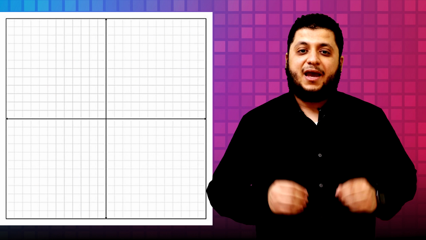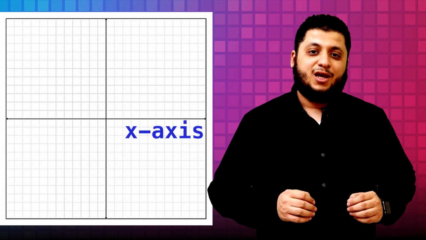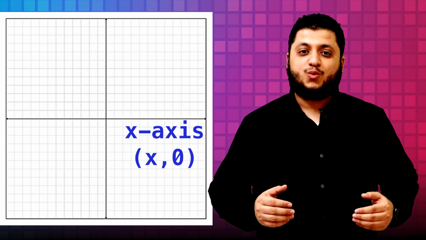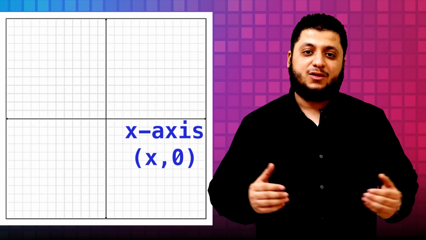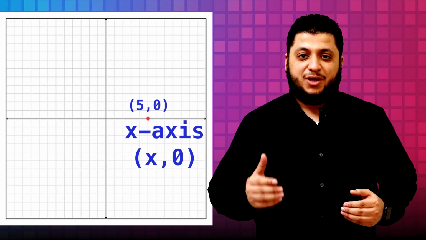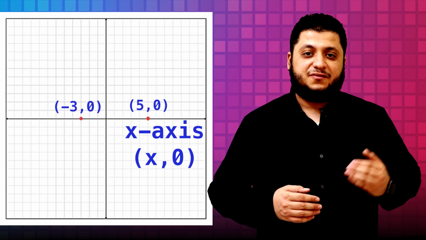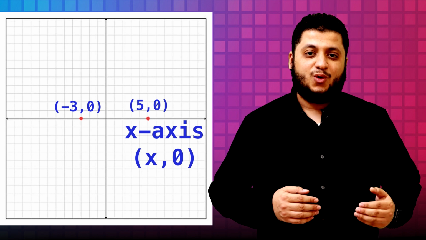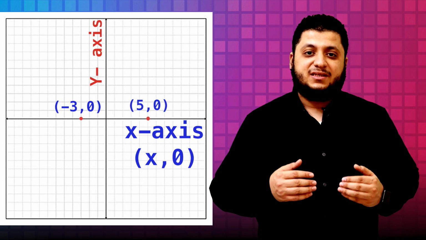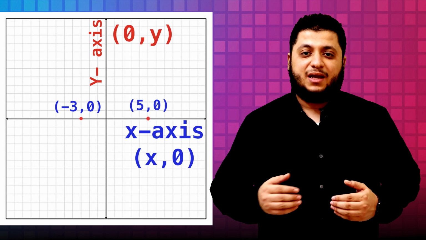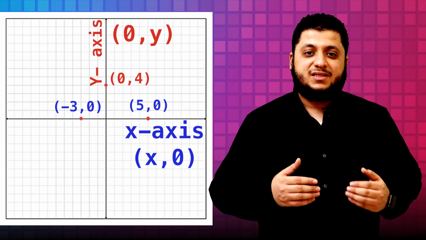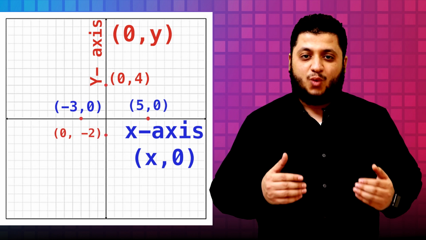And notice that any point on the x-axis, you would find the y component 0, x and 0, because we didn't go up or down in y. For example, the point 5 and 0, this point is on the x-axis. The point negative 3 and 0, this is also on the x-axis. And any point on the y-axis, you will find the components are 0 and y. For example, 0 and 4, it's on the y-axis. 0 and negative 2, it's also on the y-axis.